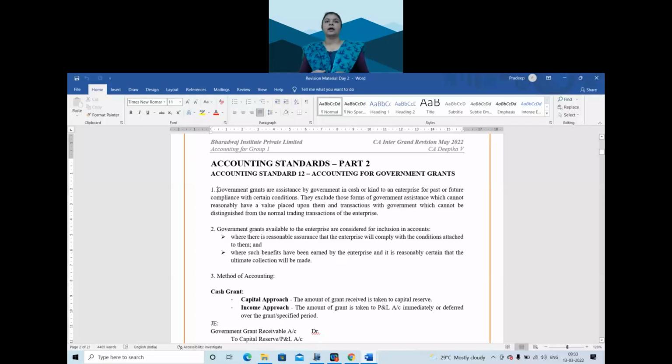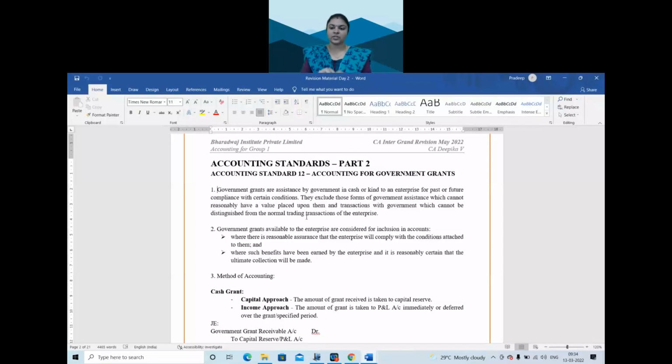A grant is something that is given as an assistance or as a support to boost your business or to ensure that you are more motivated to the business, etc. So government grants are assistance by government in cash or kind to an enterprise for past or future compliance with certain conditions. They exclude those form of government grants or government assistance which cannot have a value placed upon them and transactions which cannot be distinguished from normal trading transactions.